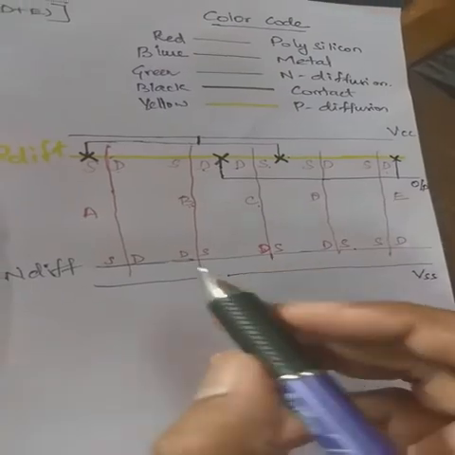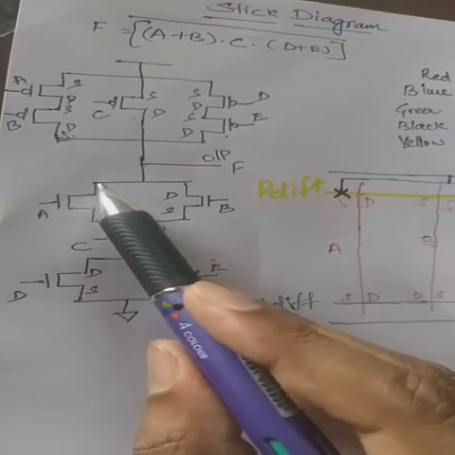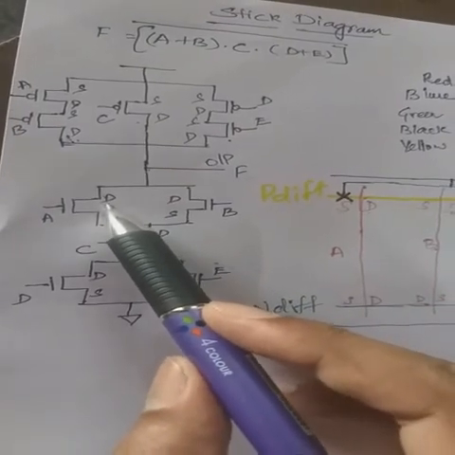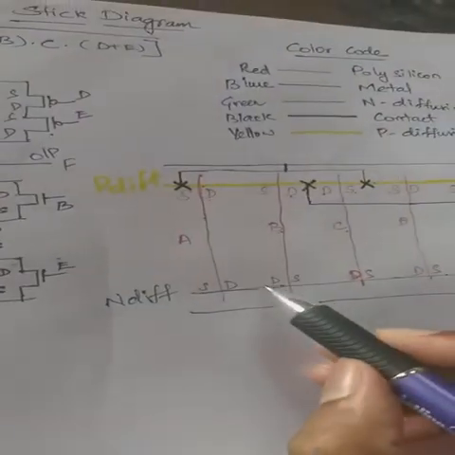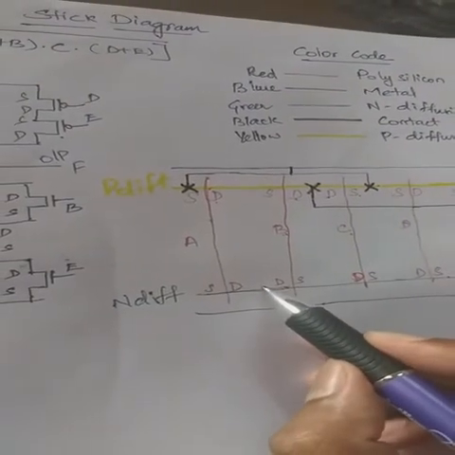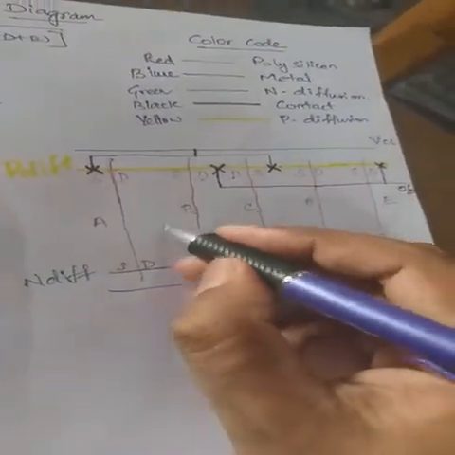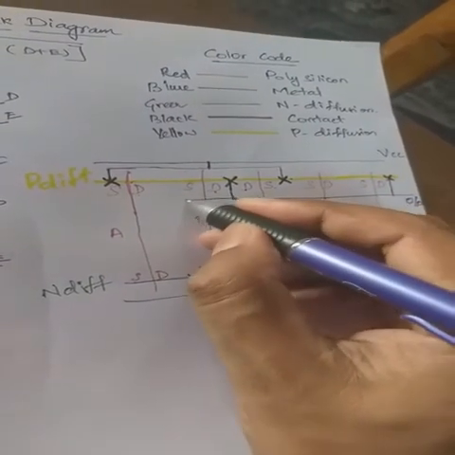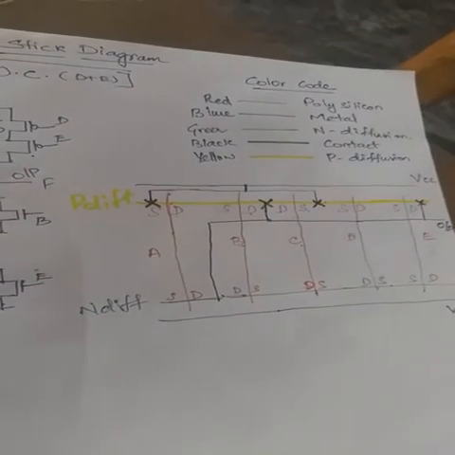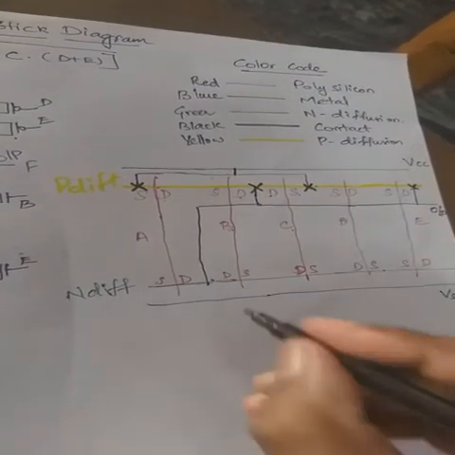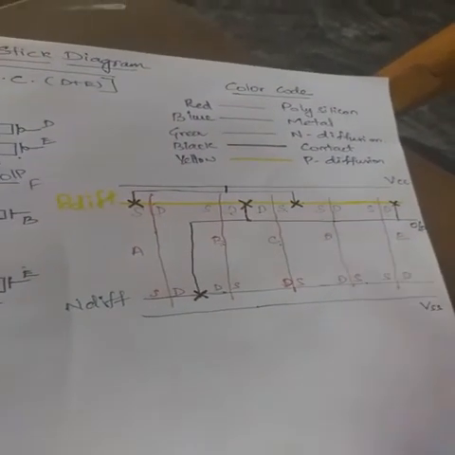So now we have to make the connection, right? From this diagram you can see we have to connect drain of A and drain of B to the output node. So drain of A and drain of B is this particular part. You have to connect it to the output terminal, so that is this line. Right, so like this you have to connect and mark. So one step is over.